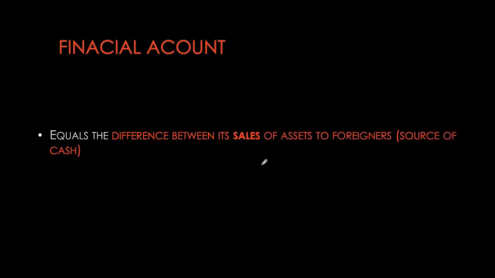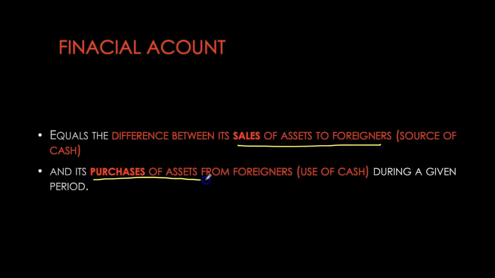Next, let's look at the financial account. Remember, we said that the financial account will have all of those transactions which create a liability. So when we create liabilities, we are looking at purchase and sale of assets. The financial account is looking at the difference between the sale of assets to foreigners minus the purchase of assets from foreigners. When we are selling our assets to foreigners, it's a source of cash, so money is flowing in. When we are buying foreign assets, that is a use of cash, so money is flowing out.